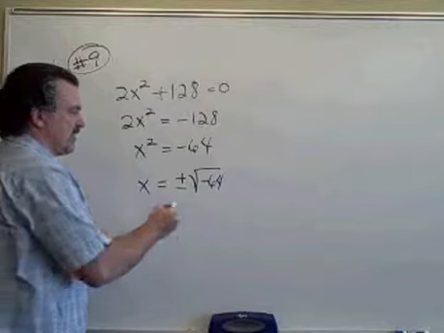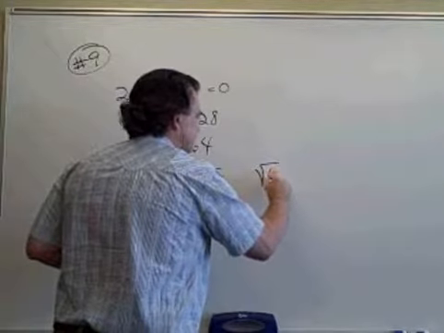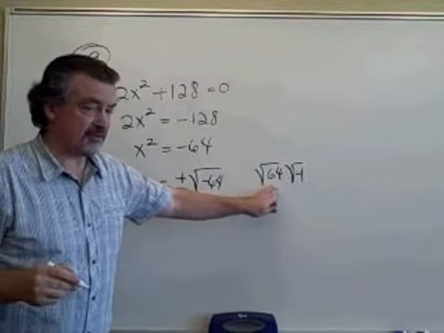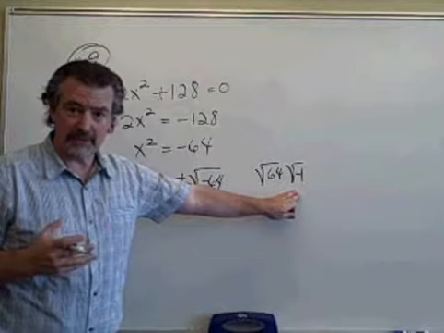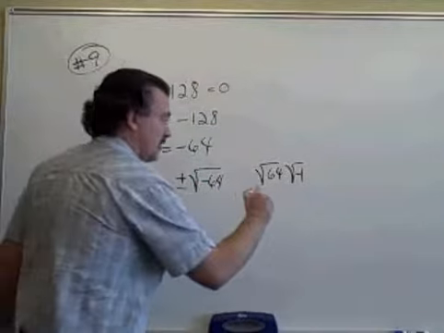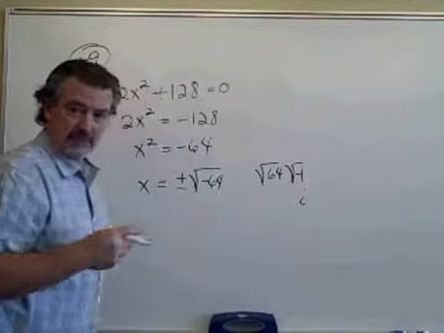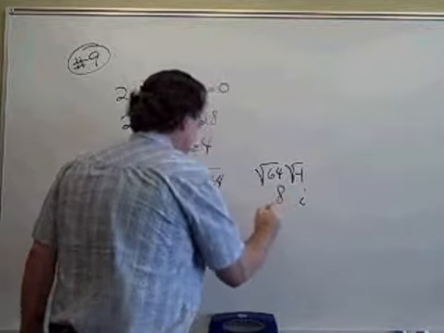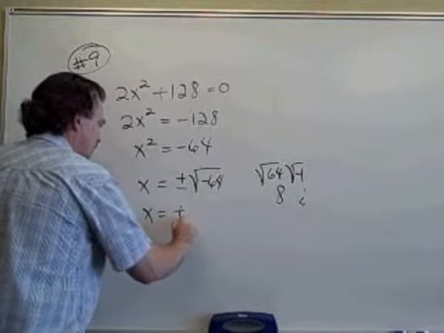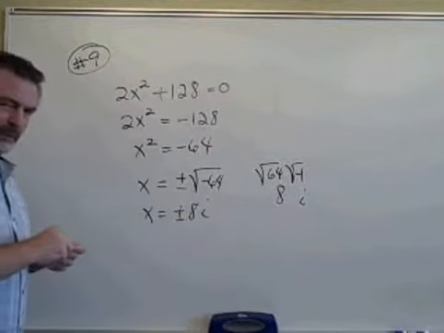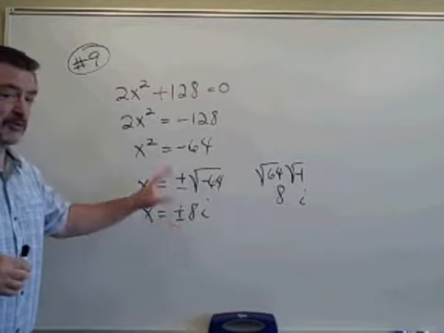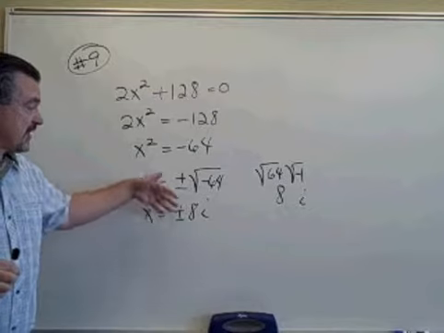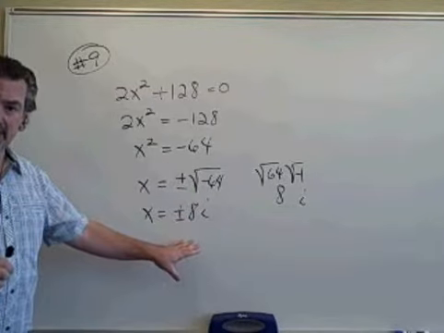And the square root of negative 64, I'm going to first break apart into the square root of 64 times the square root of negative 1. And remember, the square root of negative 1 is represented with lowercase i, and the square root of 64 is 8. So our two solutions to this quadratic equation are the two imaginary solutions, 8i and negative 8i.